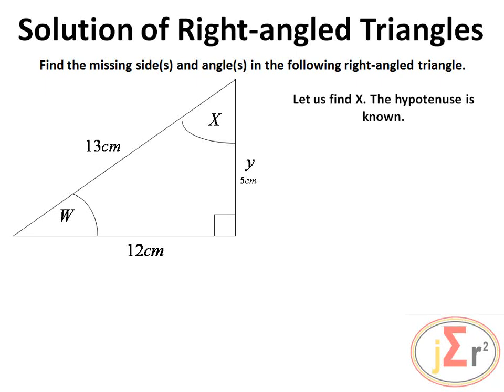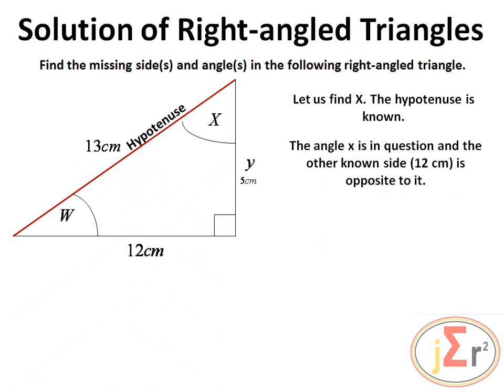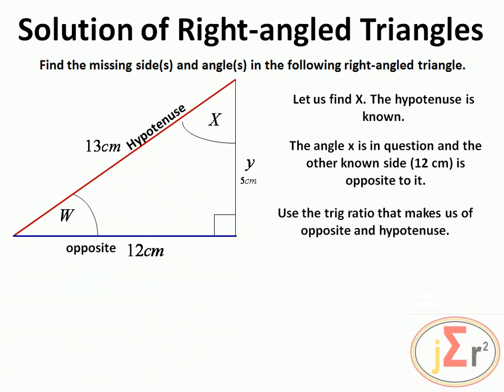Let us find X. The hypotenuse is known. So that is our hypotenuse, and we are going to be finding X. Which other side is known? The angle X is in question. And the other known side, 12 centimeters, is opposite to it. So we have X to find, and the hypotenuse is known, and the other side that is known is opposite to it. So we have to use that trig ratio. So use the trig ratio that makes use of opposite and hypotenuse. And of course, that is the sine trig ratio.